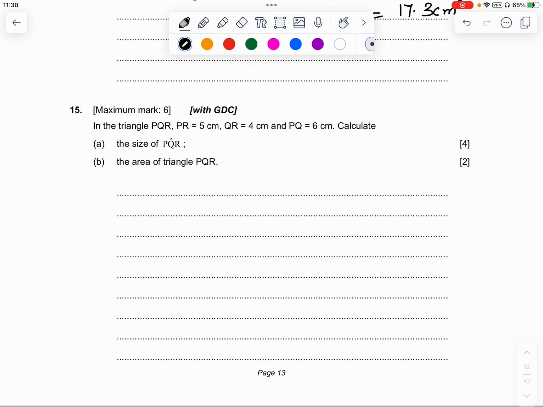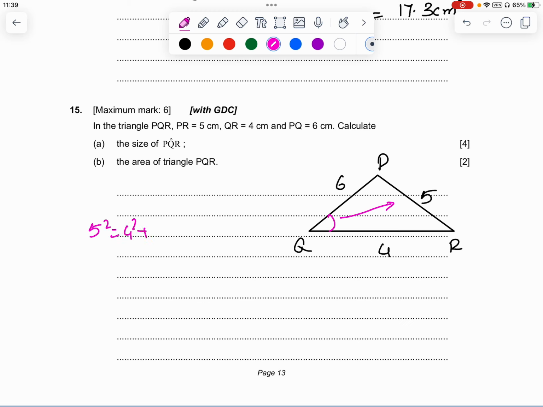Question number 15. Find the size of the angle PQR. So I'm going to draw a triangle PQR. PQ is 6, QR is 4, PR is 5. PQR means this angle, whose opposite side is 5, so you have to subtract 5 over there. So 5 squared equals 4 squared plus 6 squared minus 2 times 4 times 6 times cos of Q. From here, I'll be getting the value of Q as 55.8 degrees.